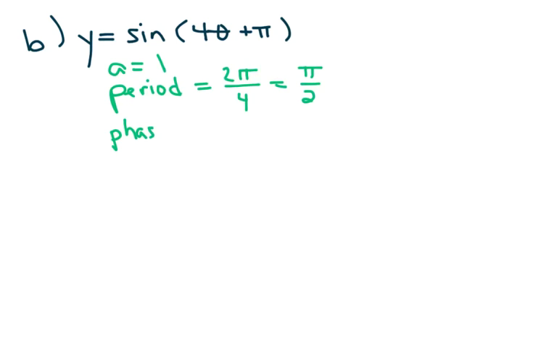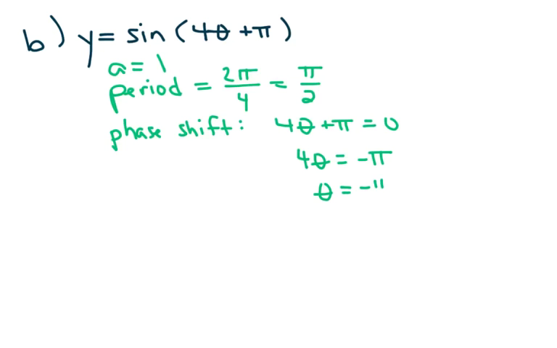The phase shift: we're going to set 4 theta plus pi equal to 0 and then solve for theta. So first I subtract pi and then I divide by 4. I want you to notice that this is going to get moved to the left.